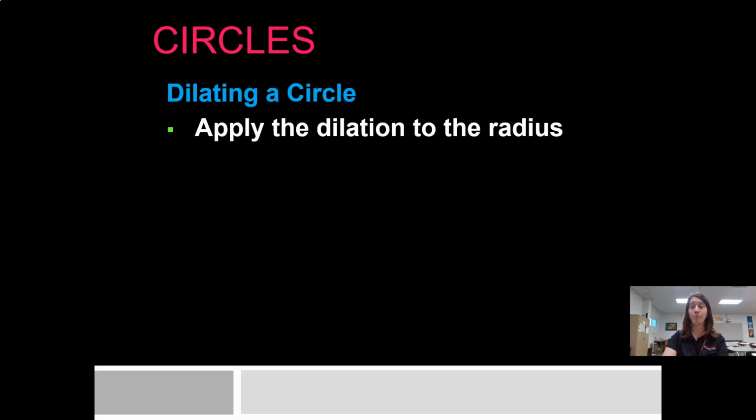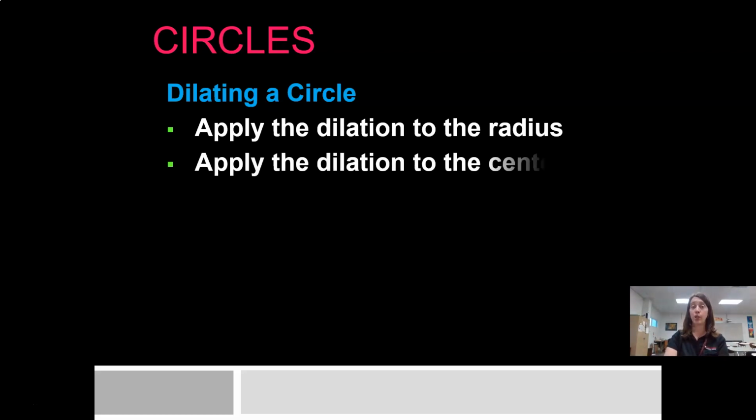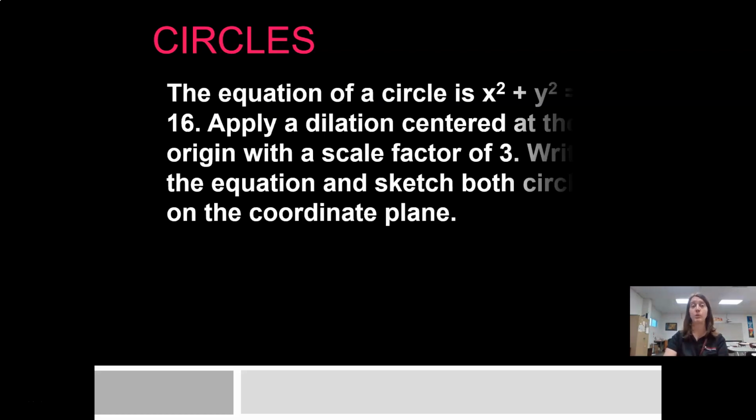Number 1, I'm going to apply the dilation to the original radius. Notice the dilation does affect the radius. The translation that we already talked about did not affect the radius. Number 2, I'm going to apply the dilation to the center. So a dilation affects both pieces of our circle. The center, just like it did for the translation, but it also affects the radius as we're doing our questions. Once I've identified the new radius and the new center, then we can correctly write our equation, which is our goal. So let's work through a couple examples together.